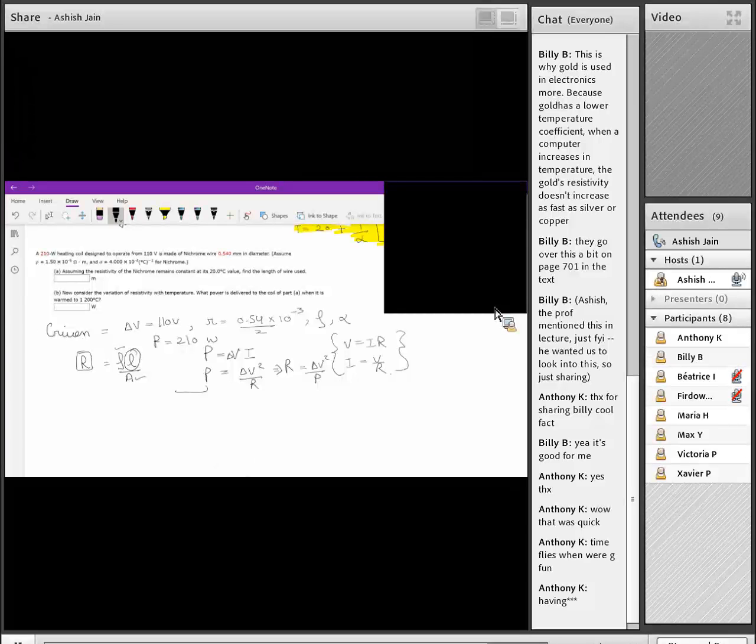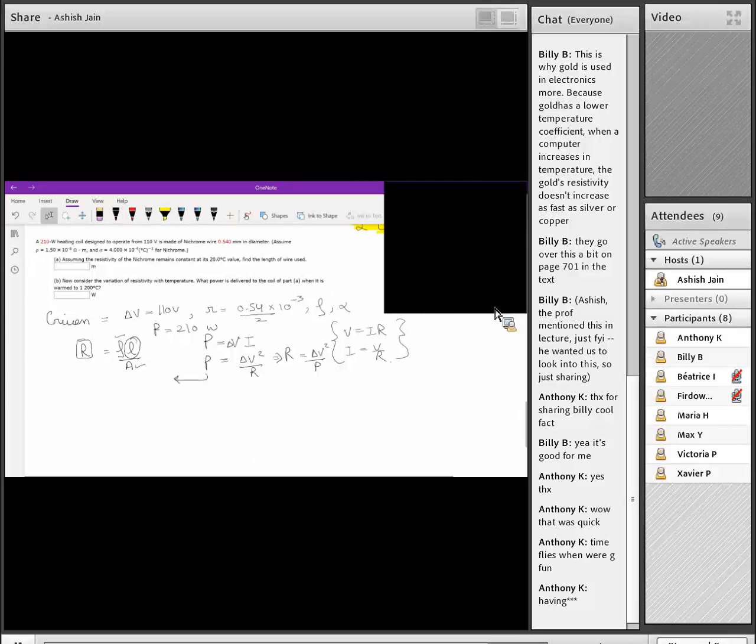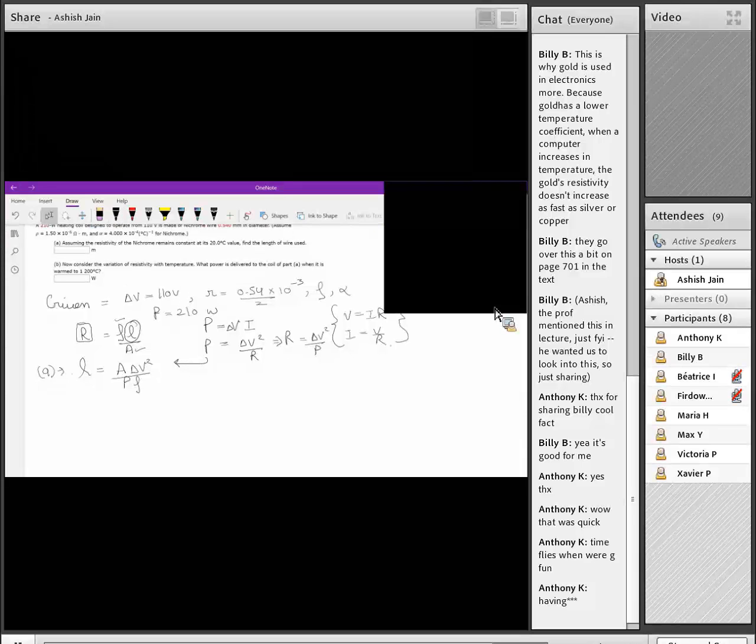Therefore you can find R as delta V square by P. Right? Now you can substitute it back. Substituting back, I'm getting L as A into delta V square by P, divided by rho. That's the first part.